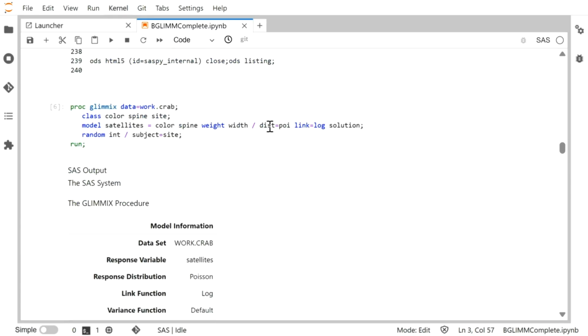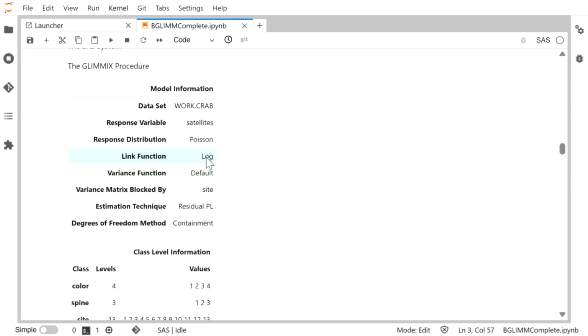Notice I'm going to do a count. I'm doing a count response variable. That's a Poisson. It'll have a log link against it. And I have a random effect of different sites that I'm looking at for these horseshoe crabs. So again, here's the GLIMMX call. You can see Poisson distribution, log link.